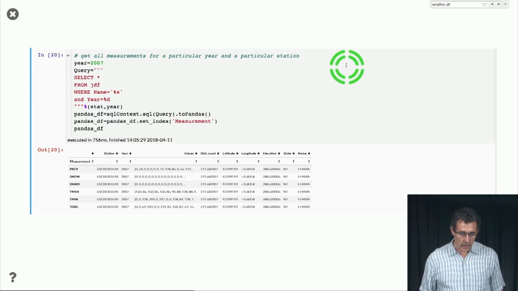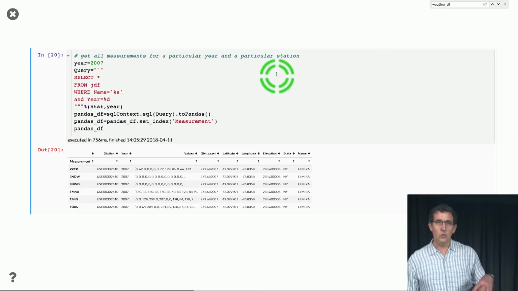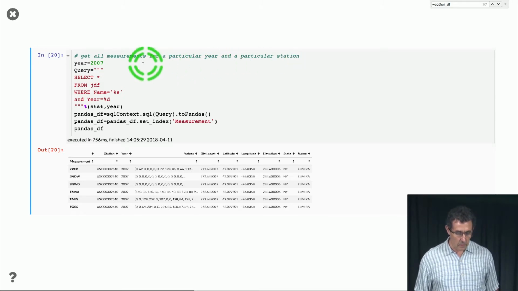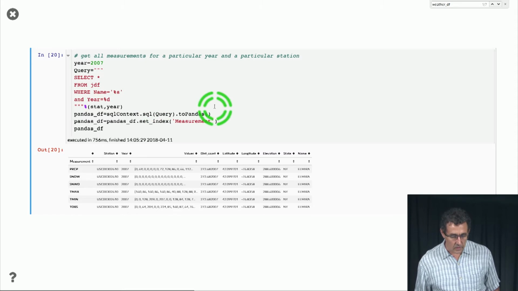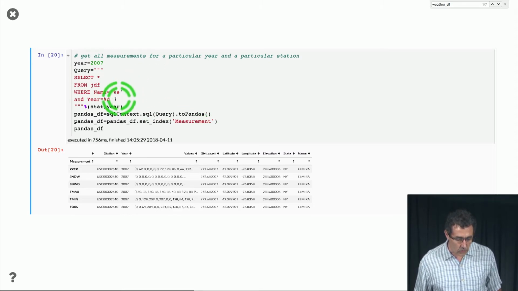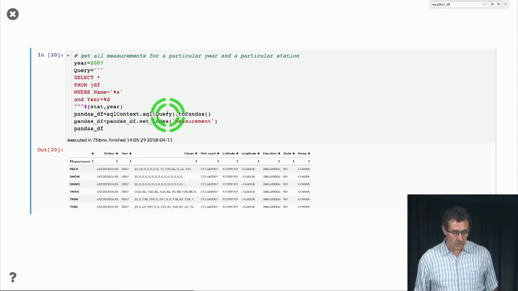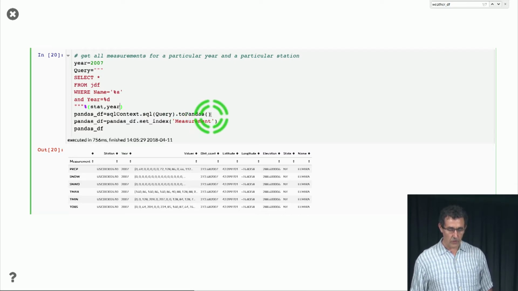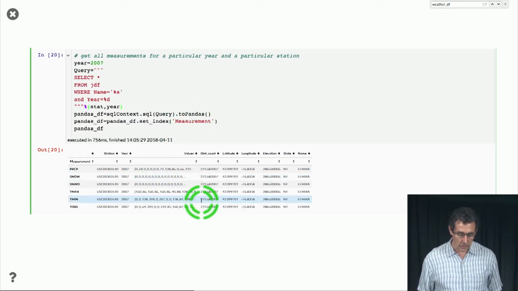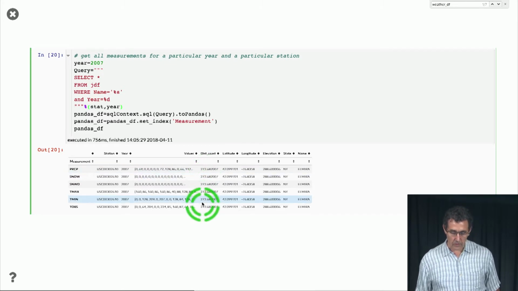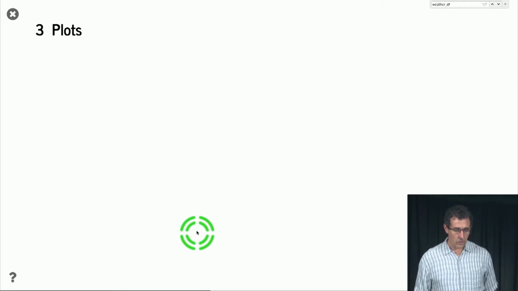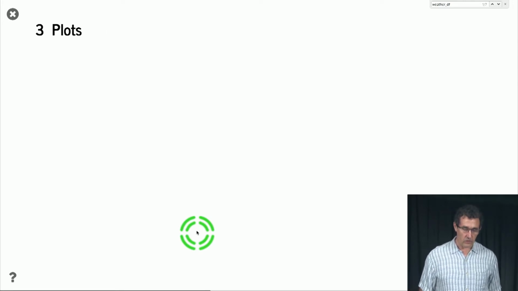Okay, so now we're going to transform what we have to a pandas data frame that is easier for visualization. What this basically does is that we're selecting a station and a year, and we're taking all of the entries for those and making them into a pandas data frame. And here it is. Here's the pandas data frame in front of us. So let's start to do some plots.